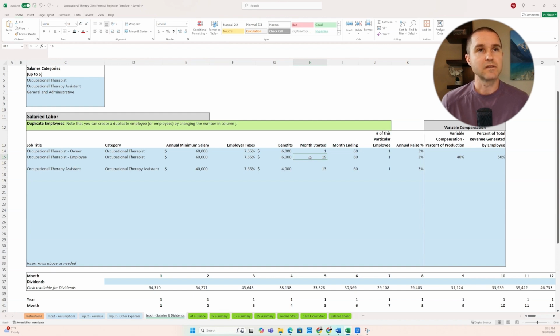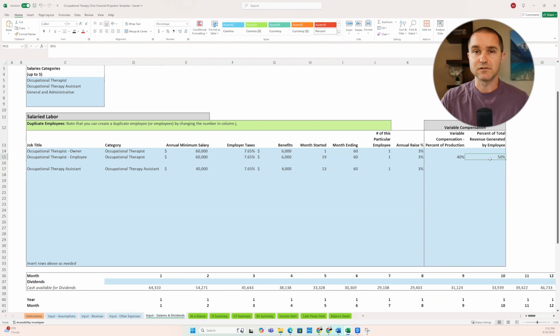So in month 19 here, after a year and a half, we're going to hire another occupational therapist at $60,000 base salary. But then we have this little piece out here, this variable compensation structure. This is kind of tricky, but I think it's pretty useful for you to be able to utilize. So what we can say here is, what percentage of total revenue do we expect this employee to generate?